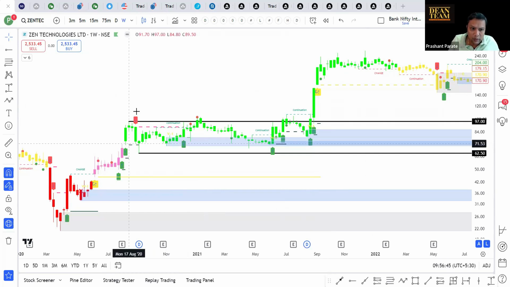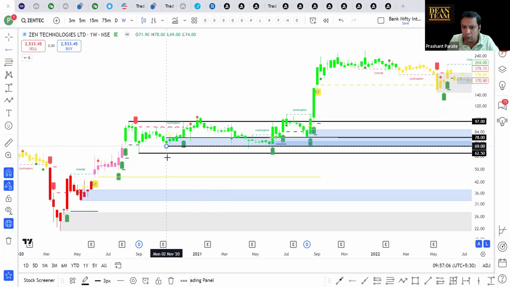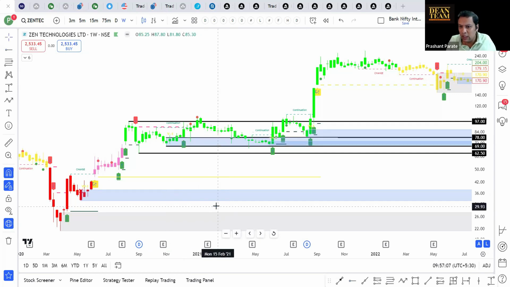See here, price went up, selling force, then it created bullish continuation. Price came down very slowly. When it came down here, one could have bought. Prices kept coming down, but it did not close below this. So if you buy here, that would have been the opportunity to buy at 72 rupees, 78 rupees. Stop loss was 69 rupees on weekly closing basis.